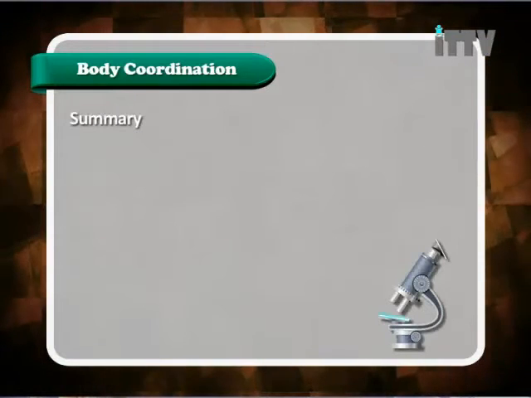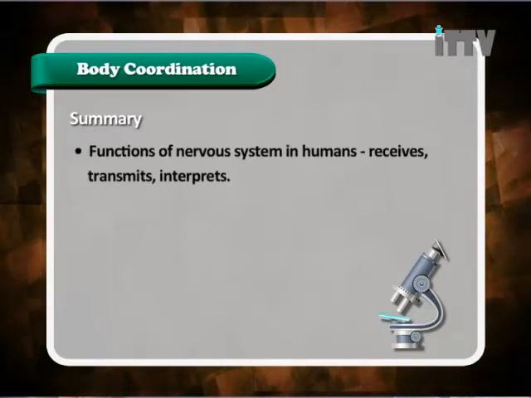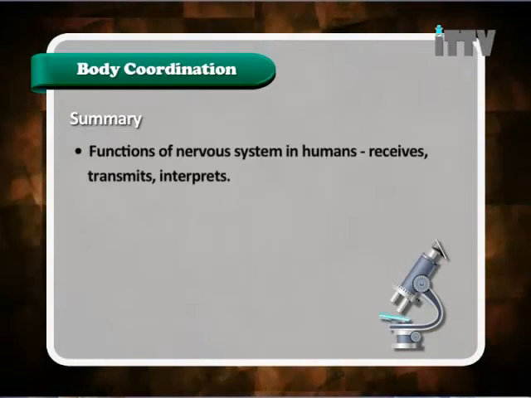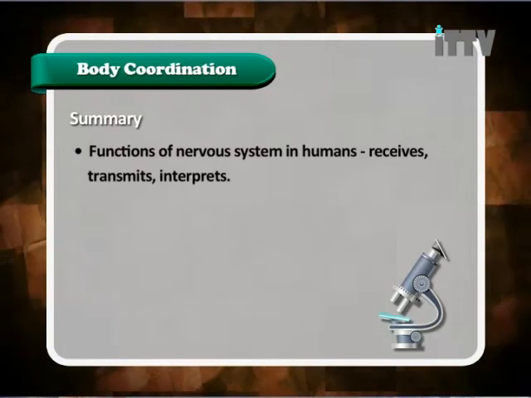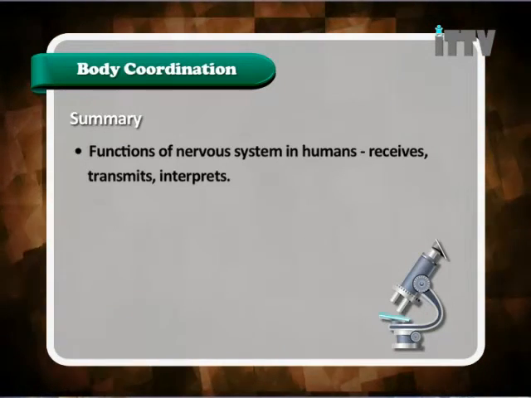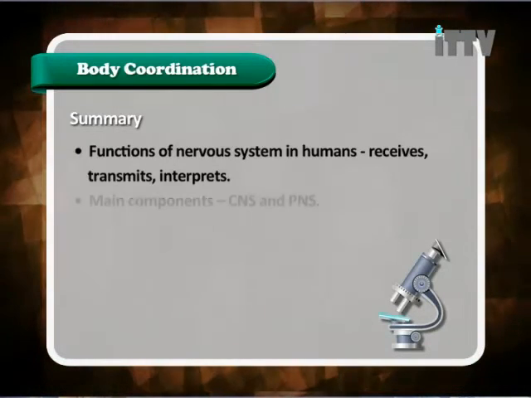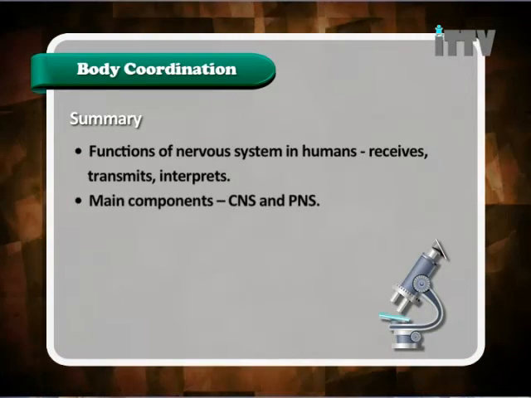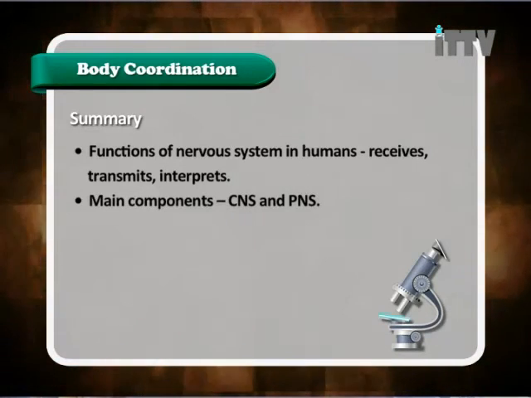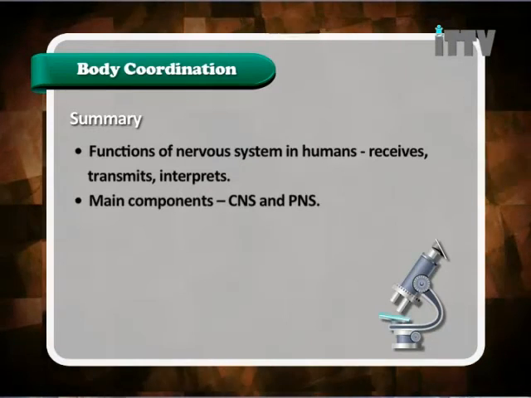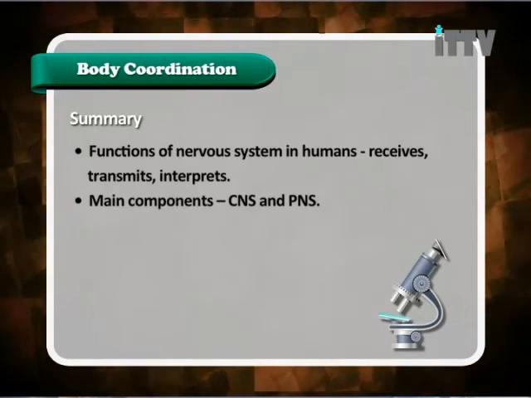So let's do a summary of this lesson. Number 1, you got to know the function of the nervous system for humans: to receive, transmit, and interpret. We receive stimulus, we transmit impulses, we interpret the information. Remember the 2 main parts, the CNS and the PNS. Remember, the CNS is the brain and the spinal cord. The PNS is the spinal nerve and cranial nerve.